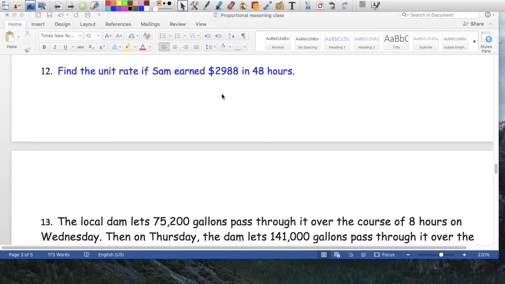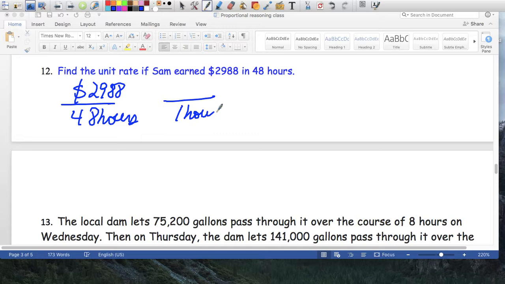Find the unit rate. Sam earned $2,988 in 48 hours. So let's do it the old-fashioned way. We want to find the unit rate, which is 1 hour, so it's divide by 48 and divide by 48. 2,988 divided by 48 equals $62.25 per hour.